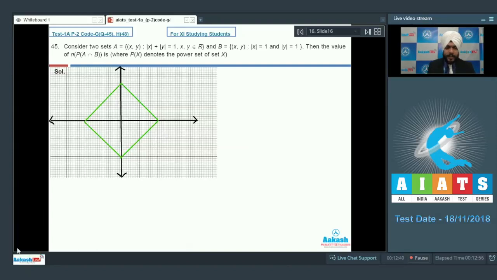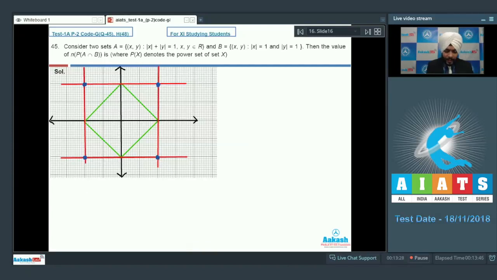Talking about set B, mod x equal to 1, that means x equal to plus minus 1. These are two lines which are parallel to the y-axis and going through this particular point, because this point is (1, 0) and this point is (minus 1, 0). These are the two lines which are given by mod x equals 1. Mod y equal to 1 is parallel to the x-axis: y equals 1 and y equals minus 1. Now students, you need the intersection. Intersection of mod x equal to 1 and mod y equal to 1, that means the common points. This is the common point, this is the common point, this is the common point, this is the common point.